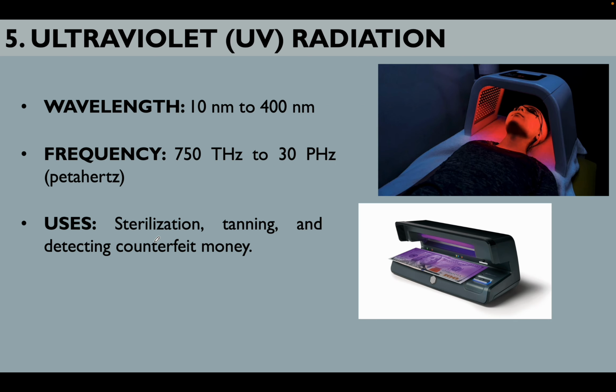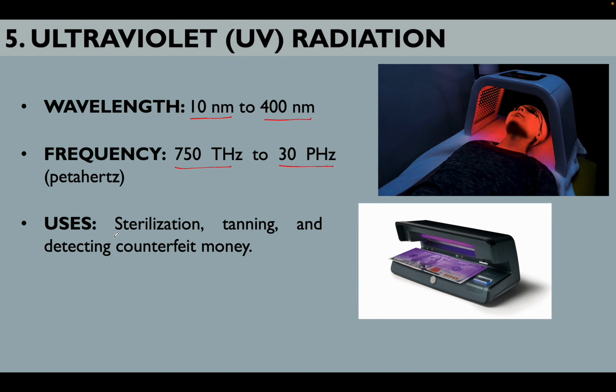Next is the ultraviolet or UV radiation. As for UV radiation, its wavelength is from 10 nanometers to 400 nanometers. Its frequency is from 700 terahertz to 30 petahertz. And the uses for the UV, some, not all, because ultraviolet has many uses.